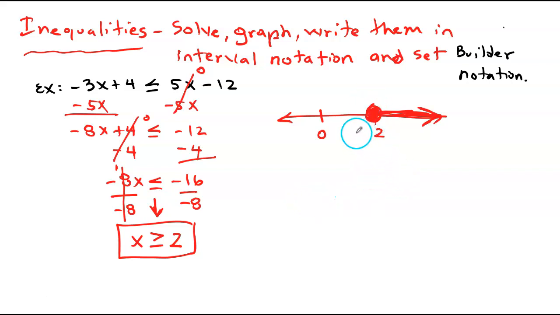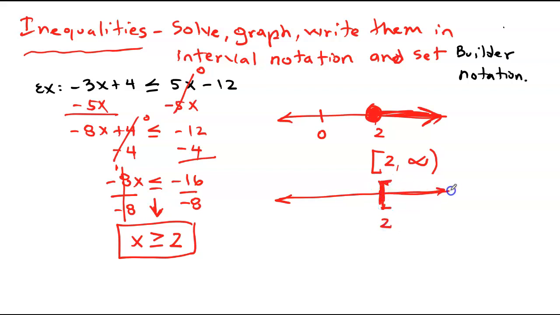From the lowest value, in this case the 2, is included. So I have a bracket, and to the right, infinity or positive infinity with the parentheses. The graph. The other option, instead of using the dot, I'm going to use the bracket. So I'm going to have a bracket opening to the right. This is a 2, and my arrow goes to the right because it's greater than. So those are the two choices for the graph. Set builder notation.